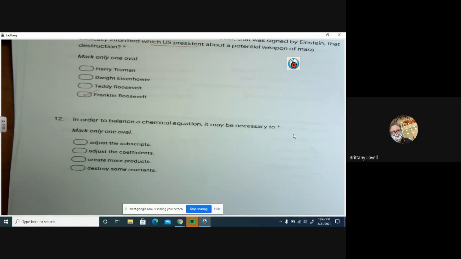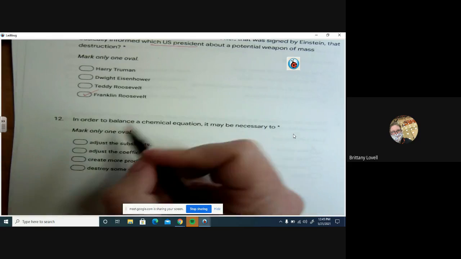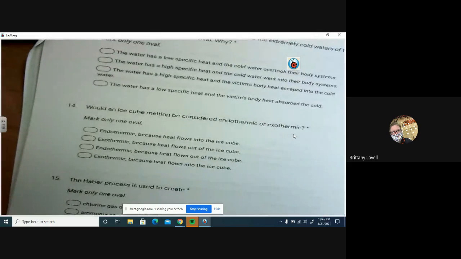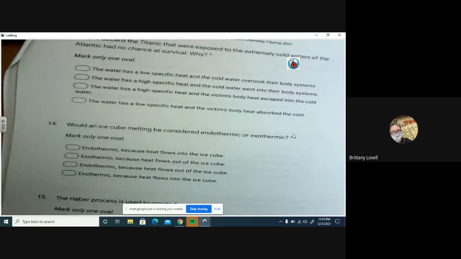Okay, number 12, in order to balance a chemical equation, it may be necessary to do what? Well, adjust the coefficients is your best choice. You don't want to do any of those other things. That would be bad.